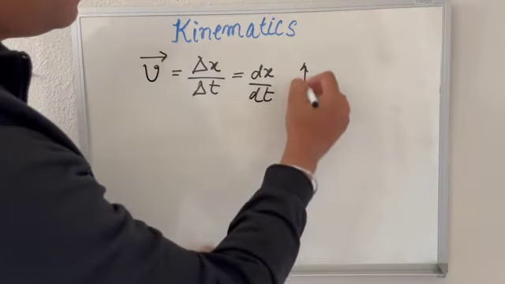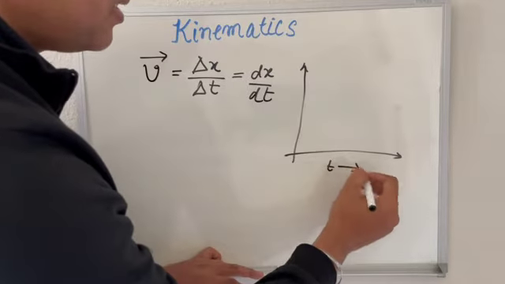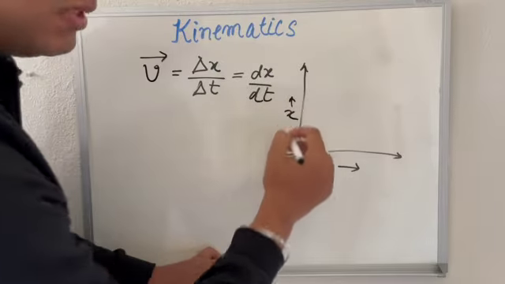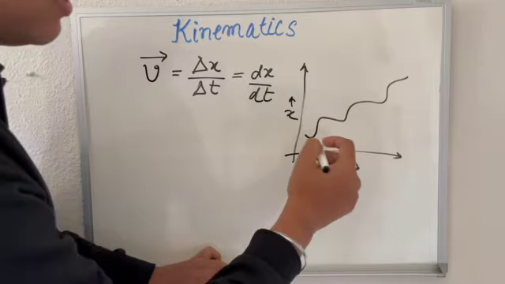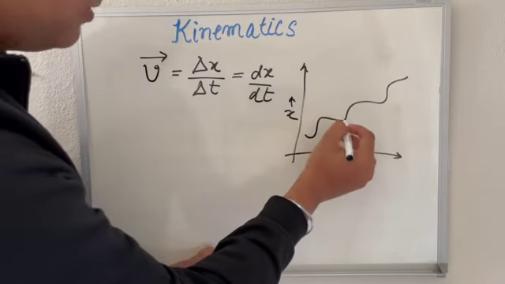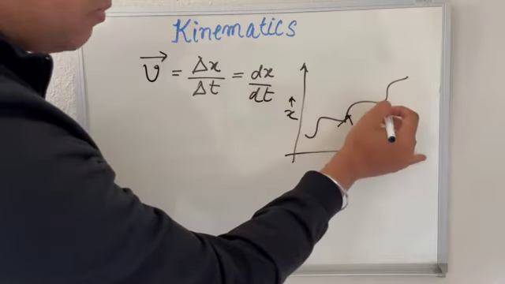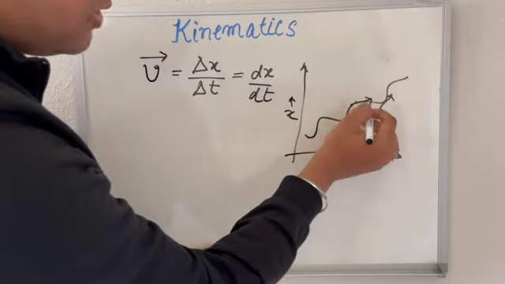So for example, let's say the x-axis represents t, time, and the y-axis is the displacement, and the object is moving in such a manner, in such a path. At any given point in time, the velocity would be the tangent at that point. For example, at this point, this would be this tangent. At this point, it will be this tangent.